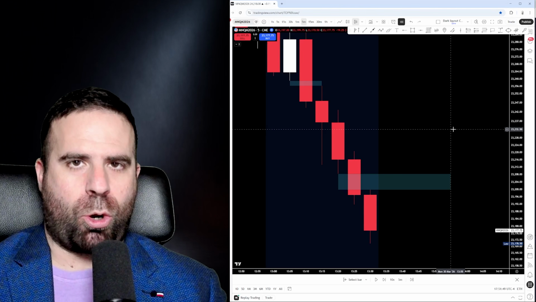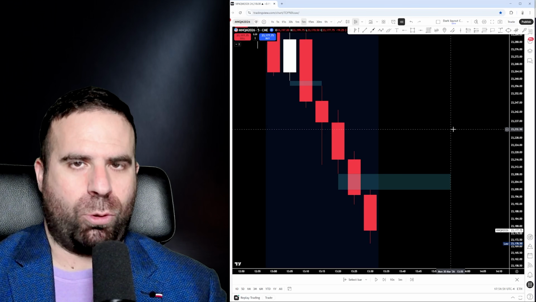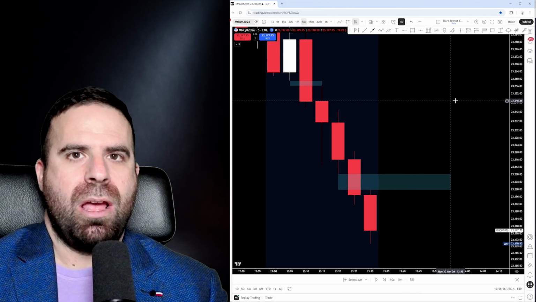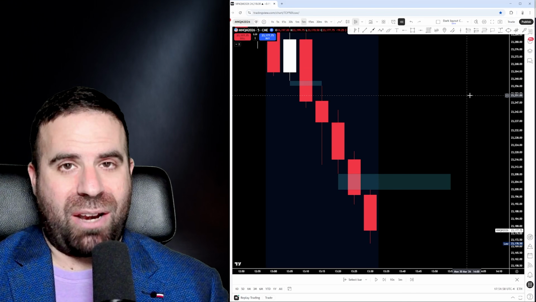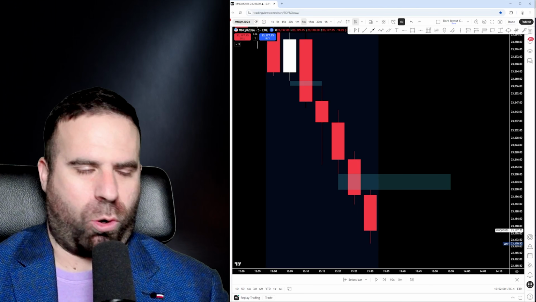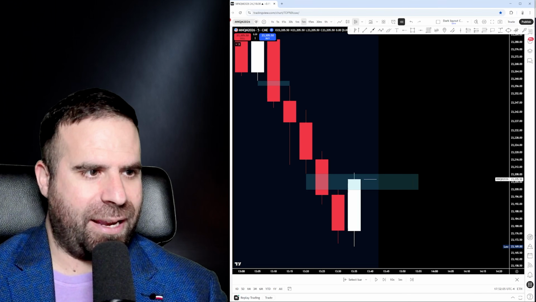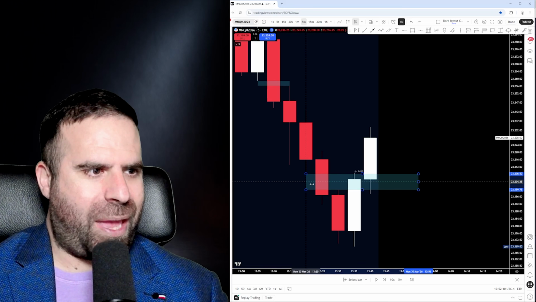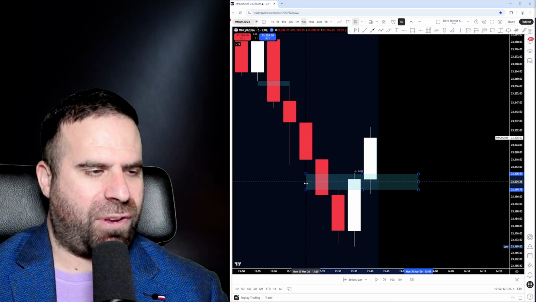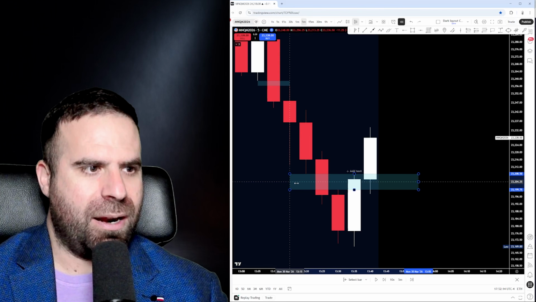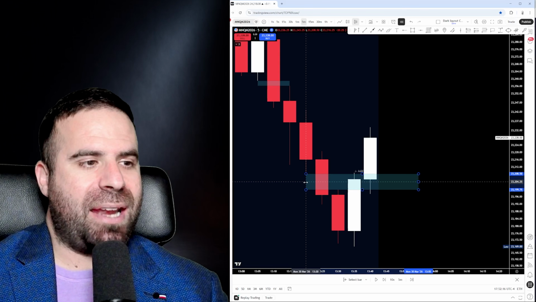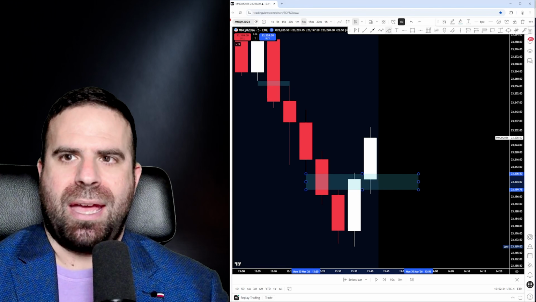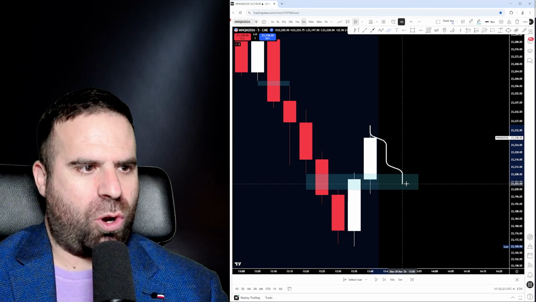Now, what is the concept of the inversion fair value gap, which again is not exactly what we're going to be using with this strategy, but we need to clarify this concept in order to move forward. If I move forward right here, when you see this move that penetrates this fair value gap, this now becomes an inversion fair value gap. So this can be used to take trades in the opposite direction.